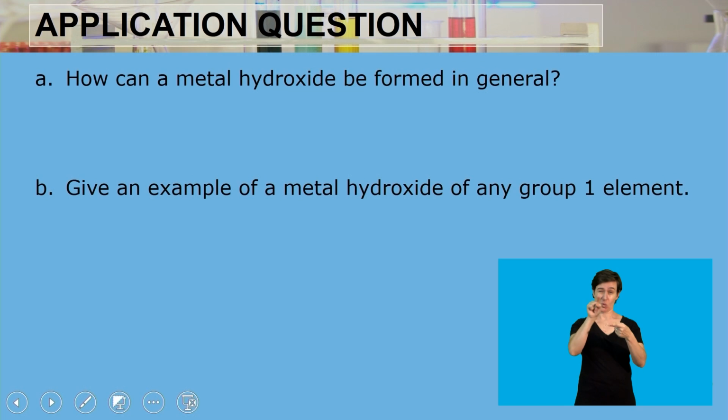Welcome back, learners. So now we are moving on to the next part of our questions, which are the application questions, and they are still based on the reactions between an acid and a metal hydroxide. The first question on the application questions says, how can a metal hydroxide be formed in general? So a metal hydroxide, we know that needs to be any metal, and the metal can either be in group 1 and group 2, as we can commonly use those ones.